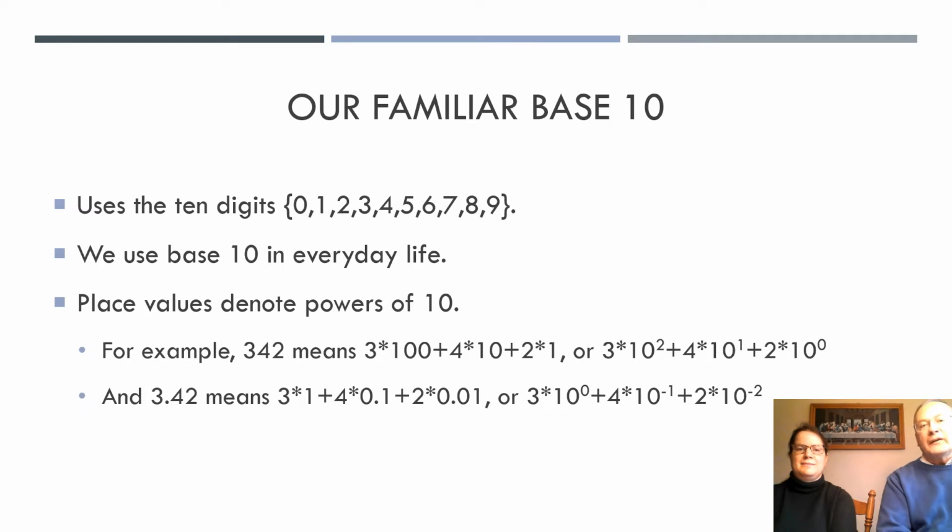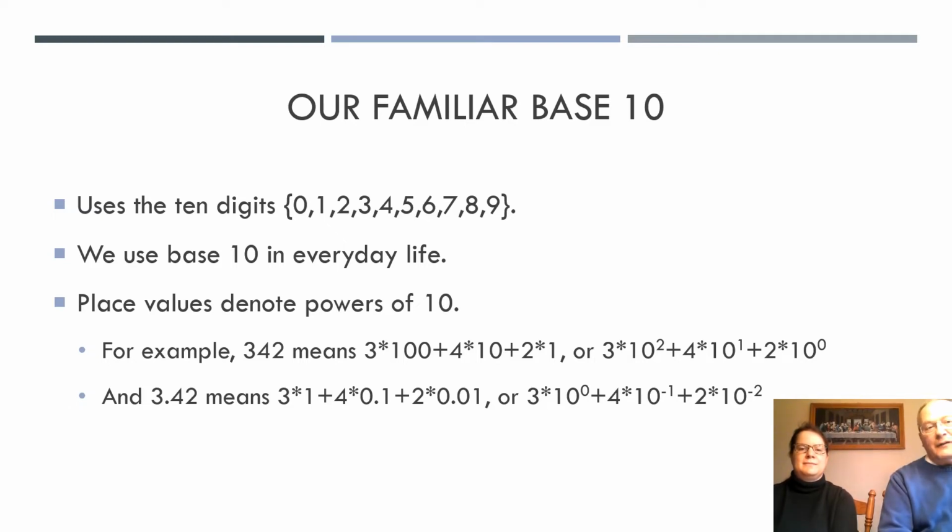Our familiar base 10 system uses the 10 digits 0, 1, 2, 3, 4, 5, 6, 7, 8, and 9. We use base 10 in everyday life, and as we write numbers, place values denote powers of 10. So 342 means 3 hundreds plus 4 tens plus 2 ones, or 3 times 10 to the second power plus 4 times 10 to the first power plus 2 times 10 to the 0 power.